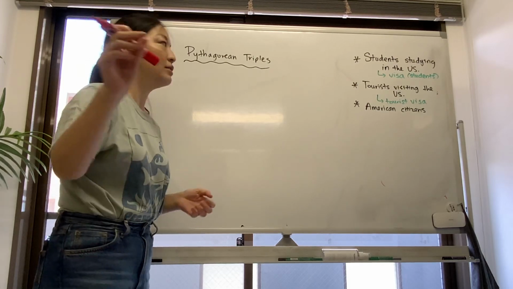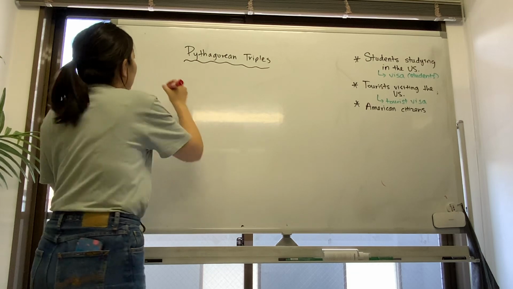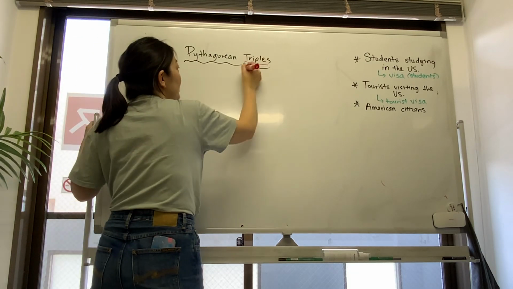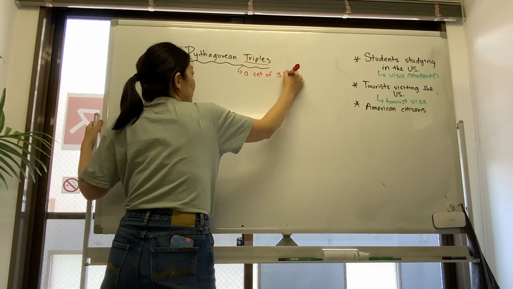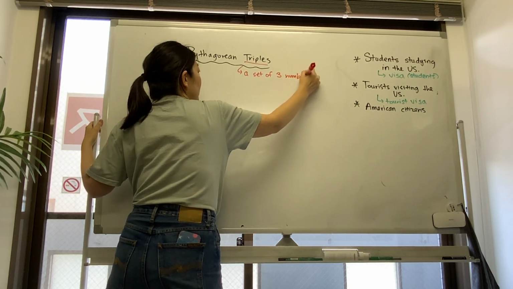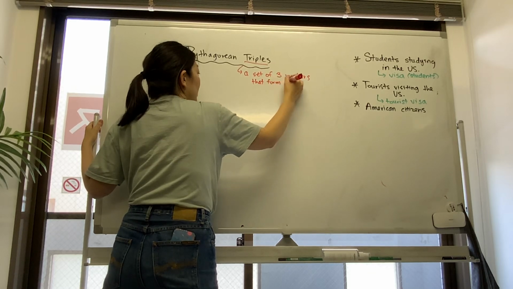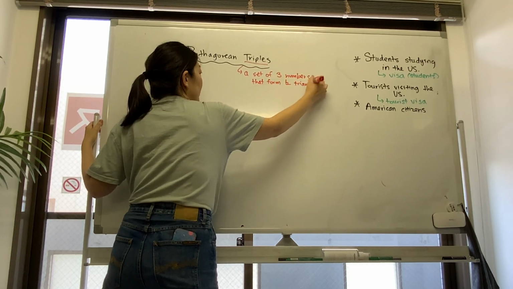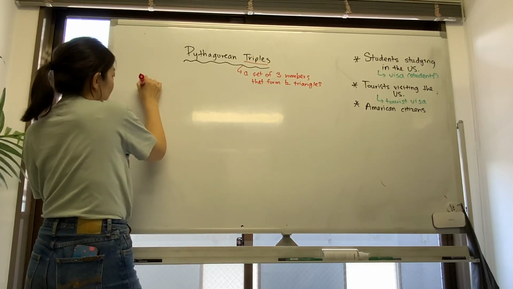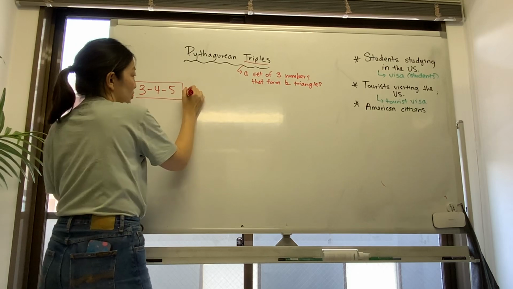Okay, thank you. Okay, so our first one, I'm going to demonstrate. This is a set of 3 numbers that form right triangles, okay? The first one is going to be the golden triple, 3, 4, 5.